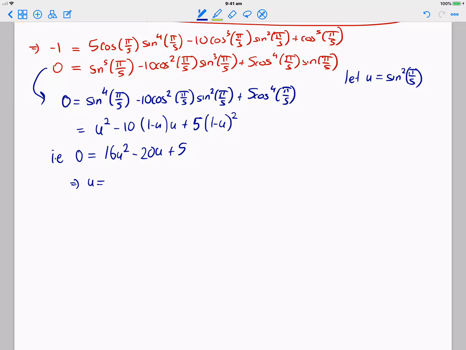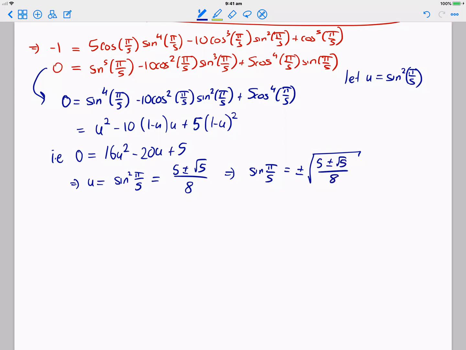So it follows that u, which remember was just sine squared pi on 5, if I apply the quadratic formula, just to skip the calculations to save you some time, you end up getting this, 5 plus or minus root 5 on 8. And so therefore sine pi on 5 has to be plus or minus square root of that.